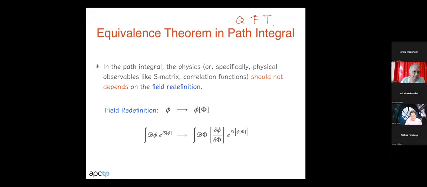So that means that in the path integral, you can have many field redefinitions, but the physics should not change, like the S matrix or correlation function should not depend on the field redefinition. So that makes sense. And this is called, I recently realized, the equivalence theorem.